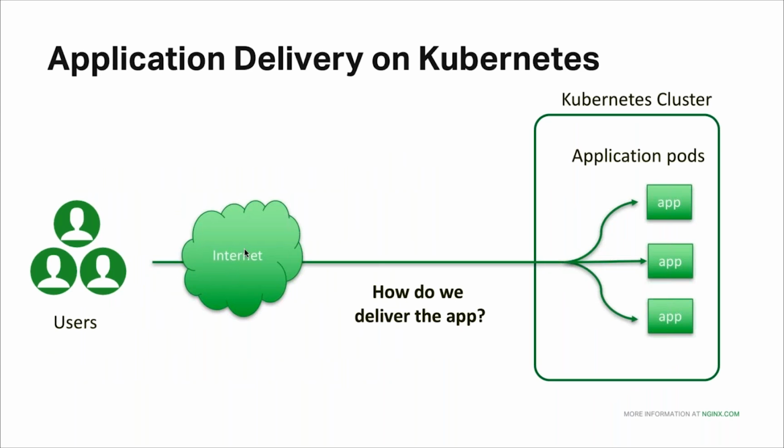This is our application delivery example. On the right, you can see a Kubernetes cluster. While such a cluster can have multiple nodes, for simplicity, we depict it only by one rectangle. And in this cluster, we deployed 3 replicas of a simple web application called app. On the left, you can see some users who want to access our application through the internet. So how do we deliver the application to our users?